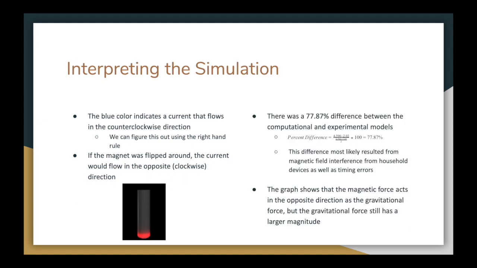When we look at the results of the computational model, we see that the blue color indicates a current that flows in the counterclockwise direction. This can be confirmed using the right-hand rule. However, if the magnet was flipped around, the current would flow in the opposite direction, or in the clockwise direction, and would yield a red result.